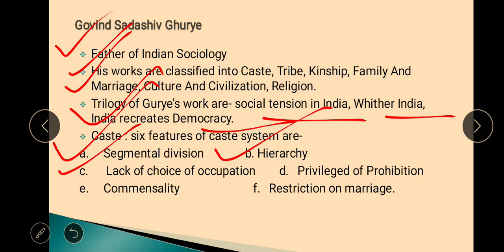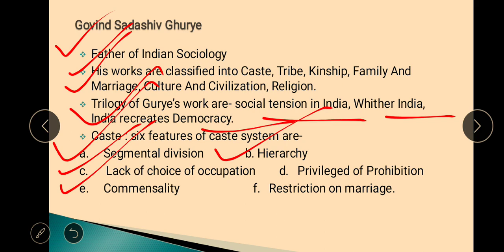Next comes lack of choice of occupation. So this mainly shows the rigidity in the caste system. According to Ghurye, Hindu social life was observed through different disabilities and privileges. But these disabilities were not common everywhere. It has lots of variation. You can say the higher caste enjoyed the privileges and the lower caste suffered the disabilities, so-called unequal in nature, you can say.